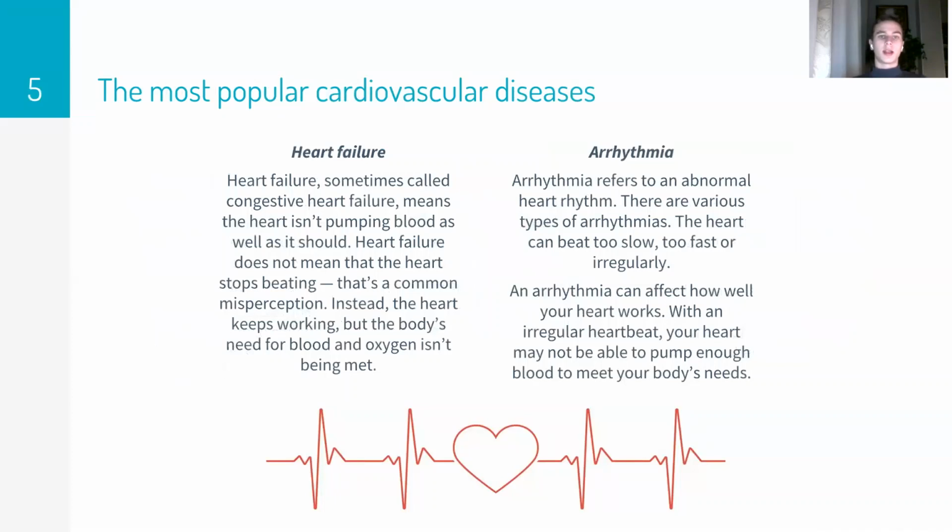The fourth one is heart failure. Heart failure, sometimes called congestive heart failure, means the heart isn't pumping blood as well as it should. The heart keeps working, but the body's need for blood and oxygen isn't being met. And the last one is arrhythmia. Arrhythmia refers to an abnormal heart rhythm. There are various types of arrhythmia. The heart can beat too slow, too fast, or irregularly.